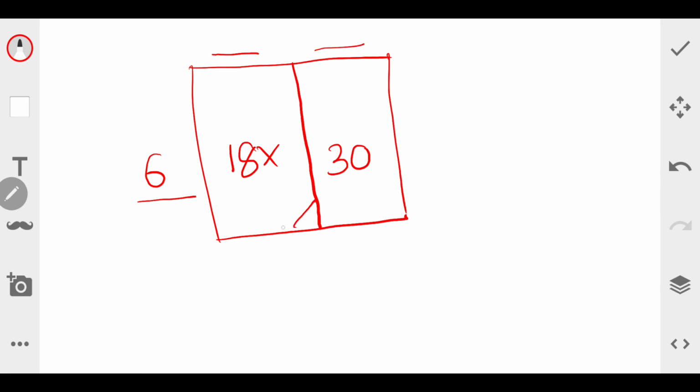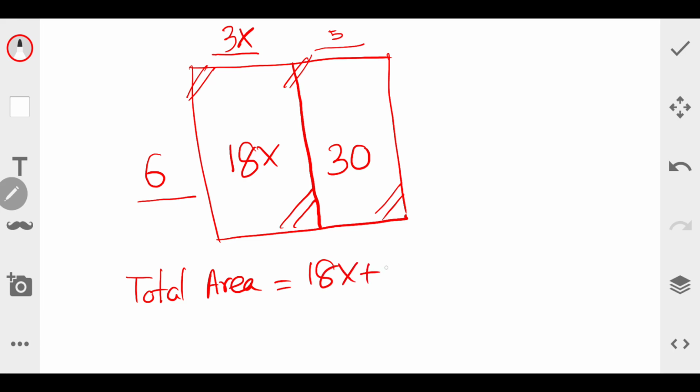As you can guess, since the area is 18x, 6 must be multiplied with what? 3x, right? To get that 18x. This is 30 and your side length is 6. That means this must be 5. Now, what's your total area? So here I can see my total area is 18x plus 30. Now notice that this is a binomial because you have two terms, 18x and 30.